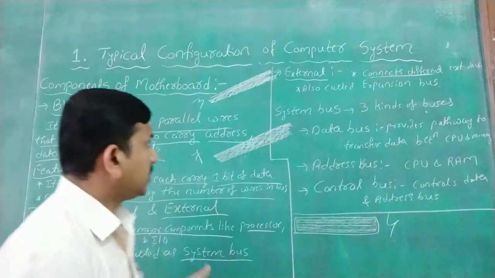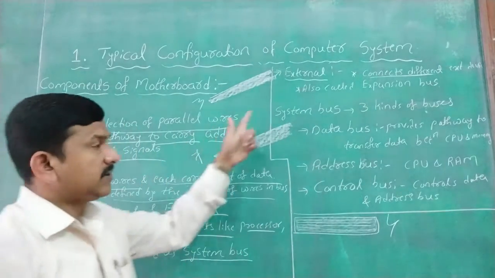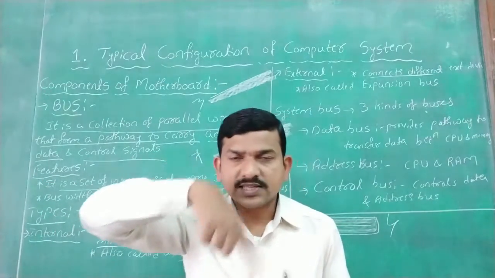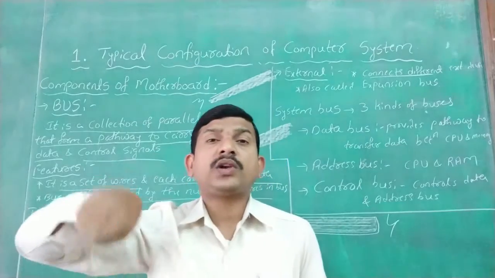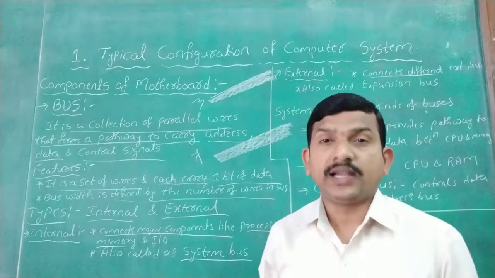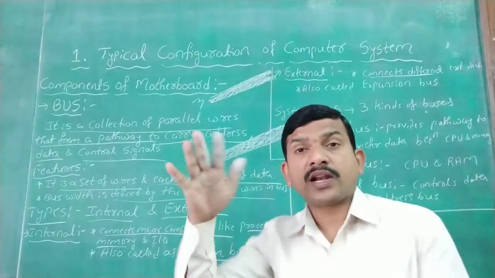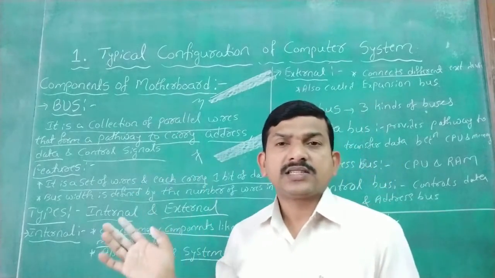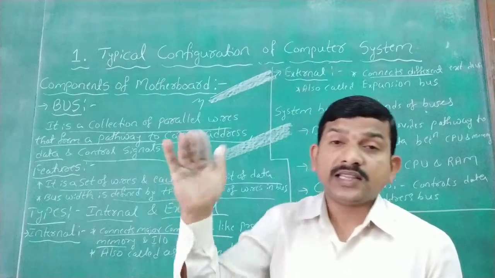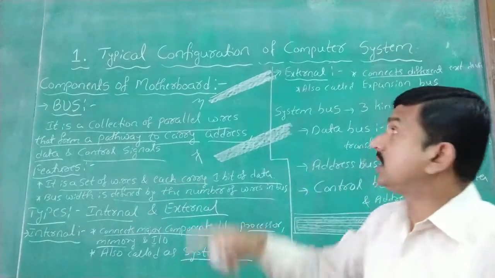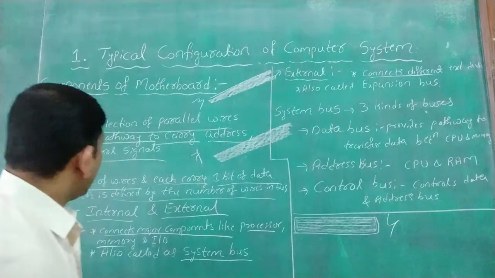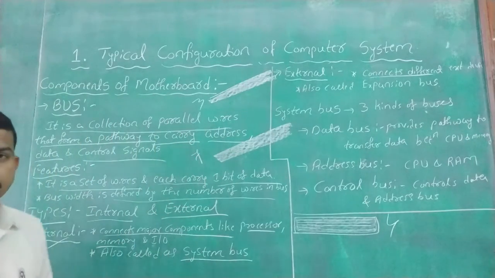Is it clear? So this is internal bus and this is external bus. Internal bus means within the motherboard, within a system. If you want to transfer data, we are using internal bus. Outside the system, it could be a keyboard, a mouse, some scanner, some external devices, data has to be transferred from there. There we are using external buses. Is it clear?